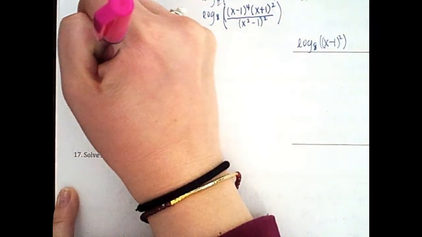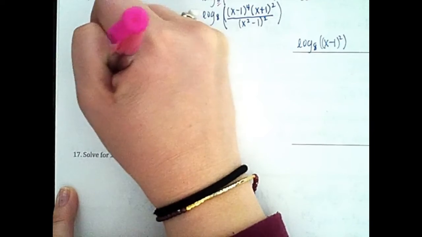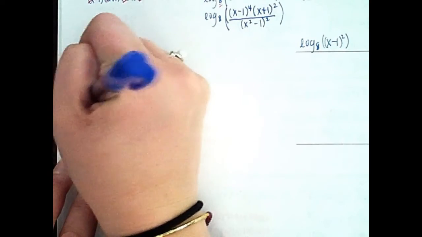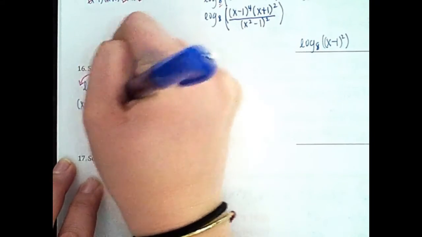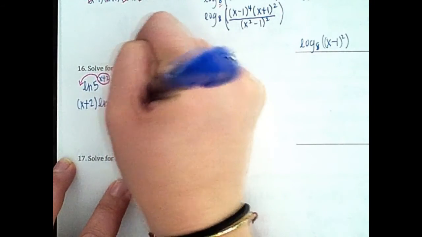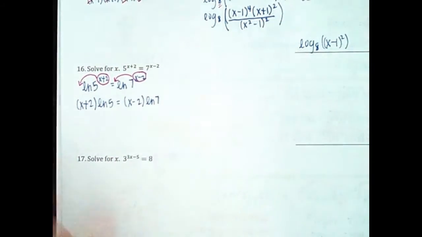So whatever we do to one side, we have to do to the other. Okay, so we are now going to apply the power rule. We're going to move our powers to the front. So it would be (x plus 2) times ln of 5 equals (x minus 2) times ln of 7. Now, at this point, there are two ways that you can attack this. You can attack this without rounding, or you can attack this with rounding. You know which way I prefer. I prefer if you didn't round at all.